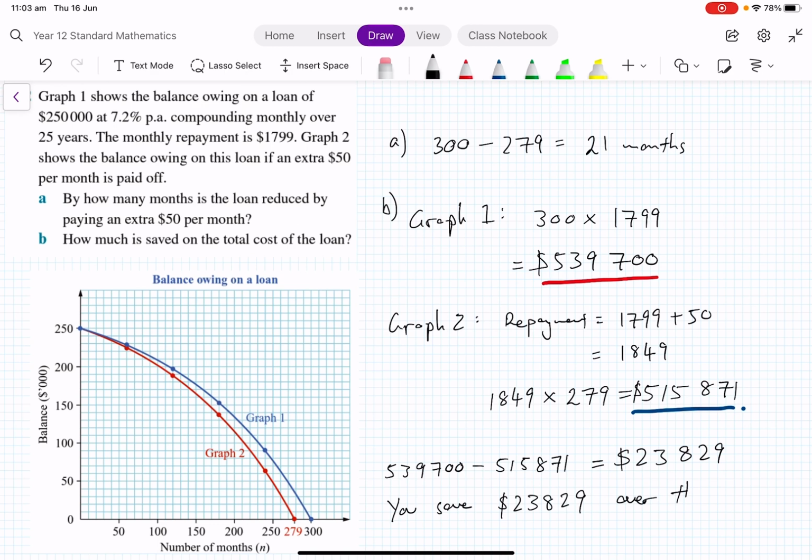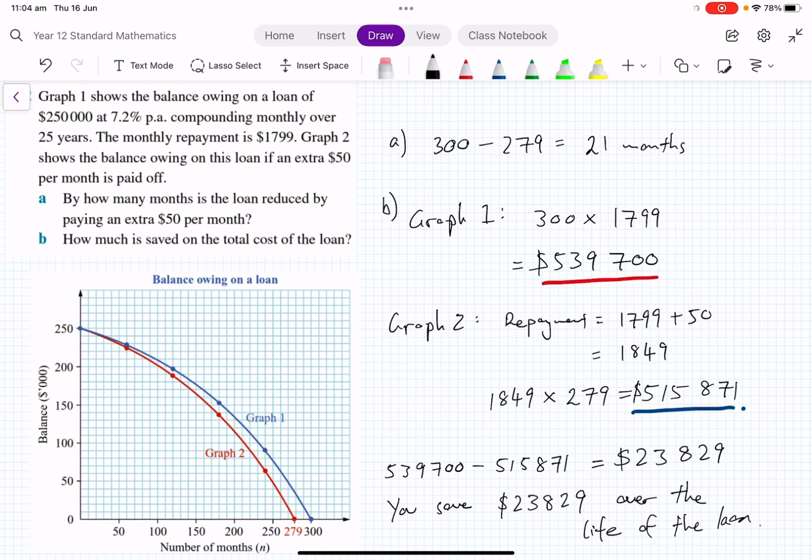Over the life of the loan, you save $23,000, almost 24. Which is a significant amount of money, which you could be using for all kinds of things. So that's significant. Now let's have a look at a second scenario.